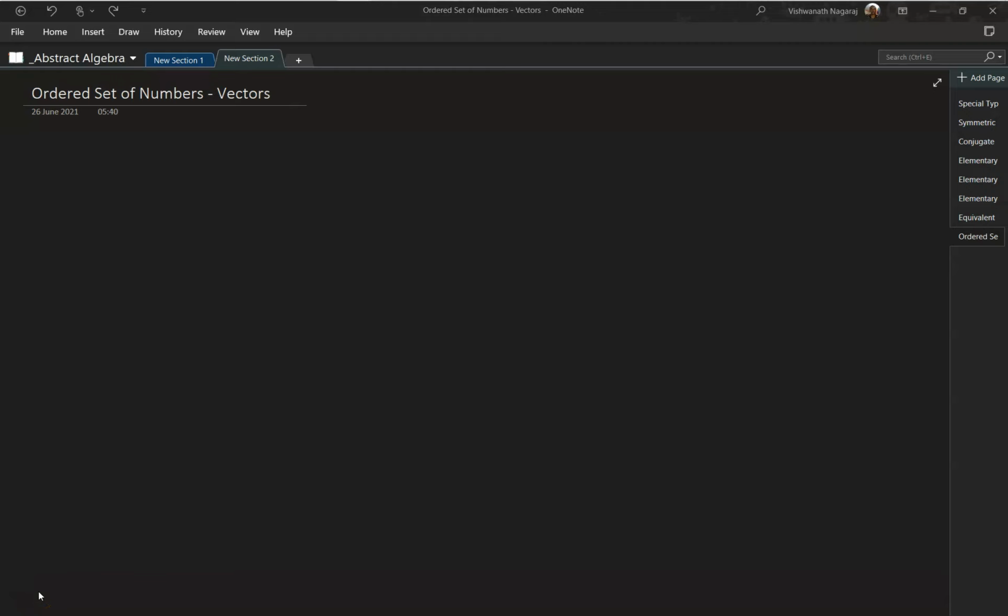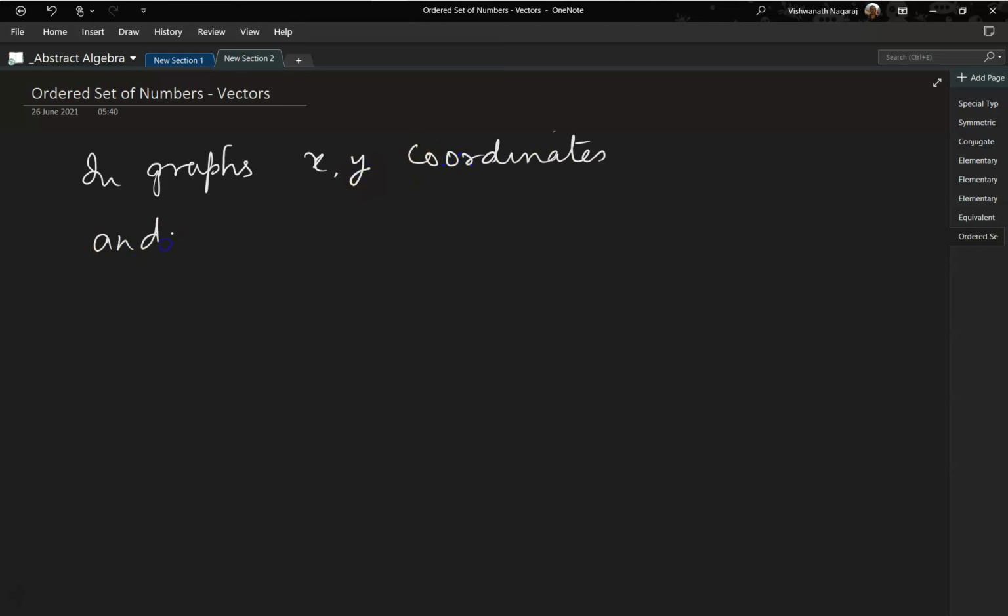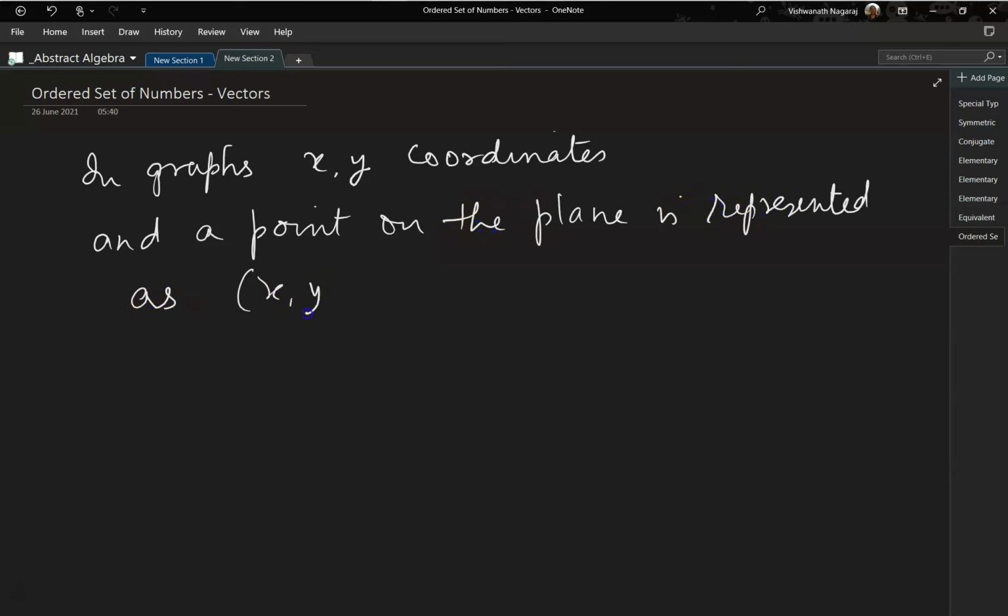Let's look at vectors as ordered sets of numbers. Now, in graphs, we have seen x and y coordinates, and we have seen that a point on this graph or on the plane is represented as x comma y, right? Depending on the context, they belong to a particular field. If we are interested only in integers, then x and y will belong to integers.